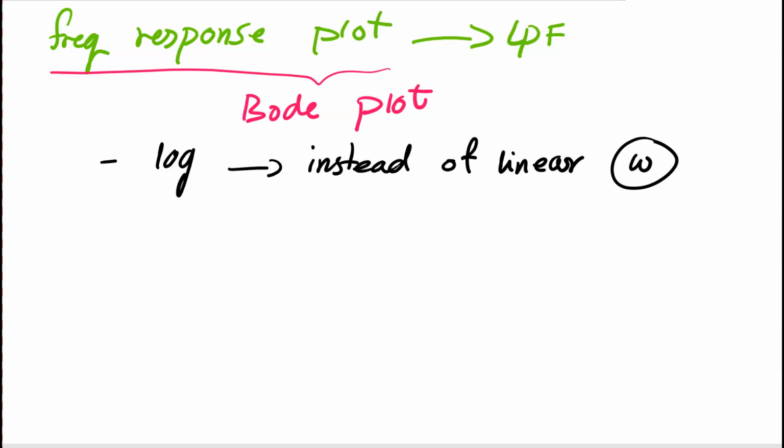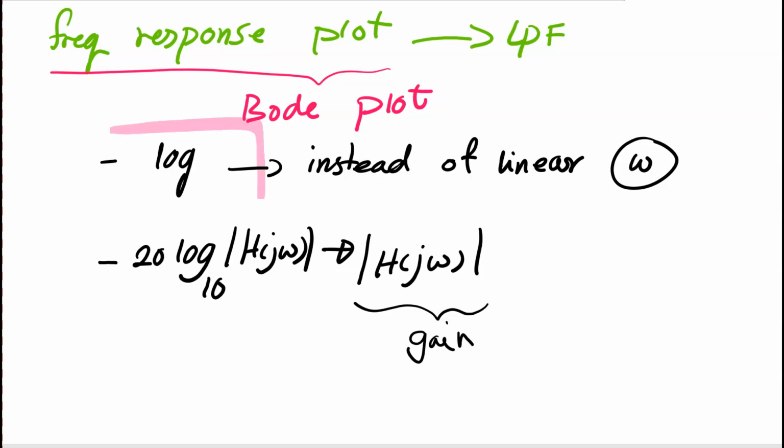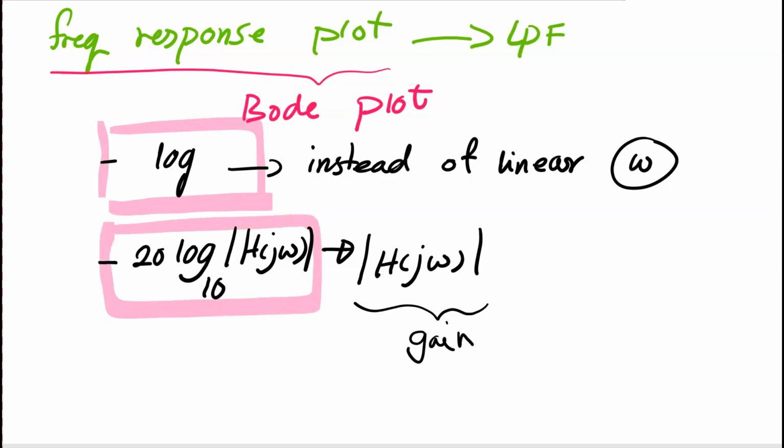And the second difference is that instead of looking at magnitude of H at j omega, so this is our gain, instead of looking at our gain, we would like to look at 20 log base 10 of our gain. So it's going to be 20 log base 10 of H at j omega. So we are looking at logarithmic axis for frequency, and on the other axis, which we have our gain, we would like to look at 20 log base 10 of H of j omega.